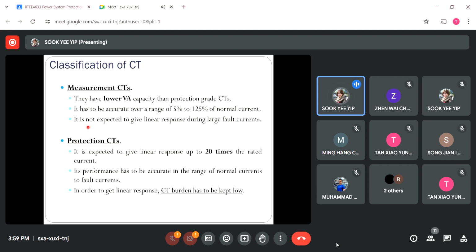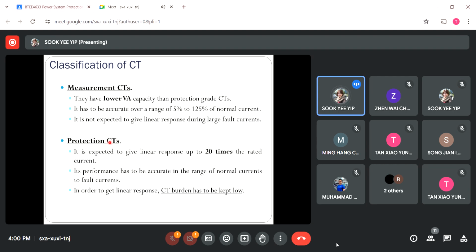So how about the protection class of current transformer? The secondary side of this device will be connected with the relay instead, while the measurement one will be connected with an ammeter. If we use the current transformer for protection purposes, it must give us a linear response up to 20 times the rated current flow. Let's say 100 amp is our normal current flow. If a fault occurs causing it to go up to 20 times higher, this current transformer is still able to give you the current measurements.